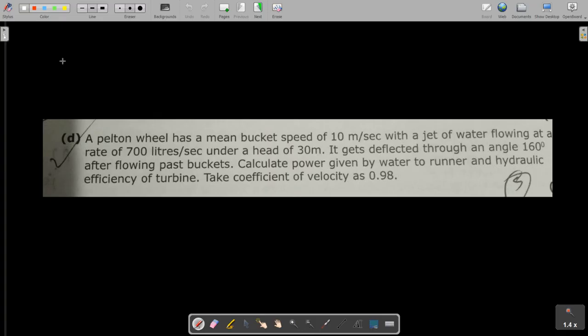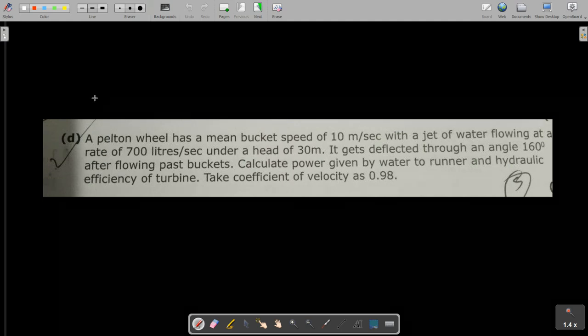Welcome back aspirants on MacTech 40, and today we will solve one question of Pelton turbine that has been asked in SSC JEE mains exam.